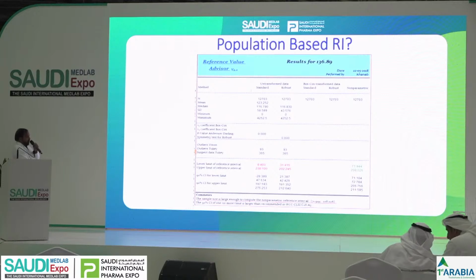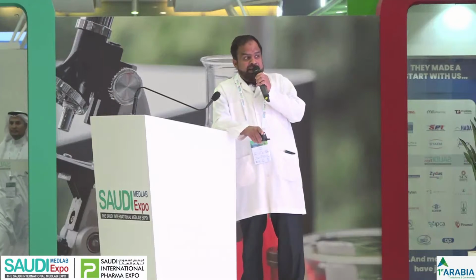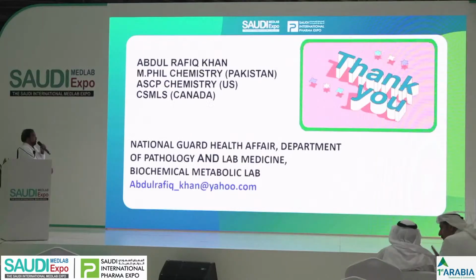Here, this picture will appear. When you enter the data, the Reference Value Advisor will give you all the calculations, the acceptable range, and it shows red, which means the value is out, and then the 95% confidence interval. All this will appear with time.